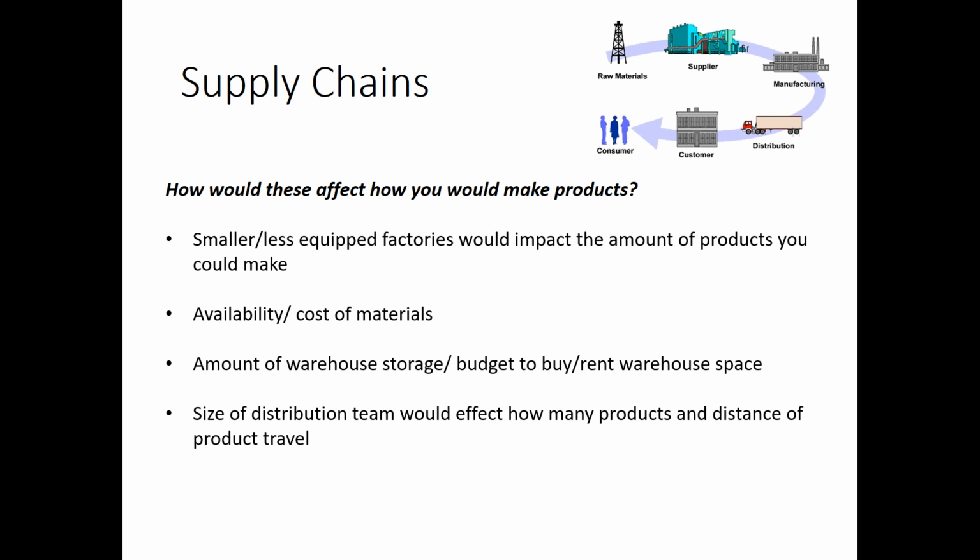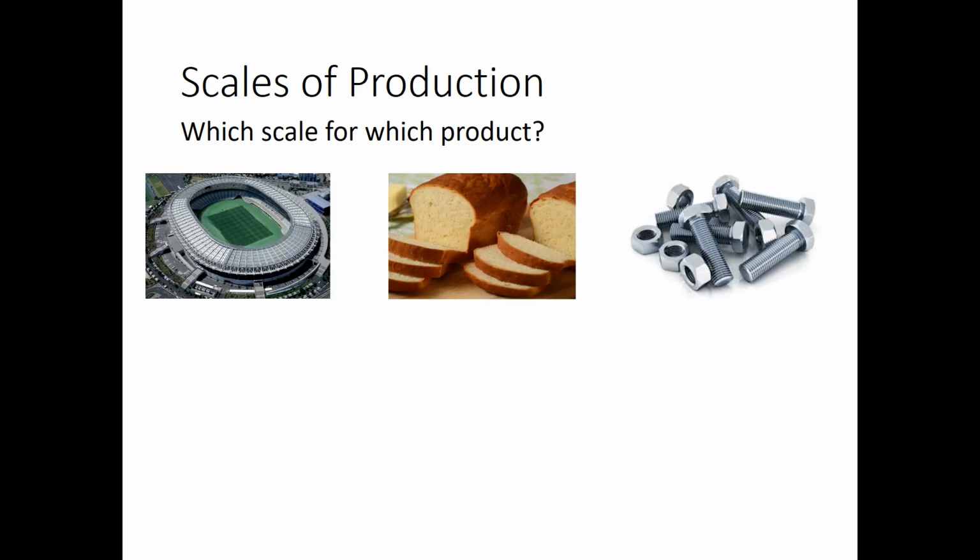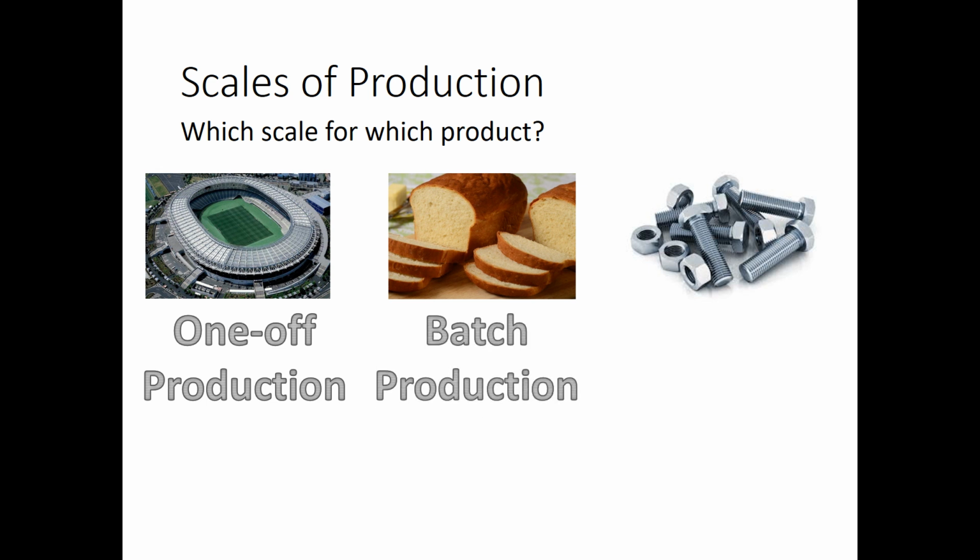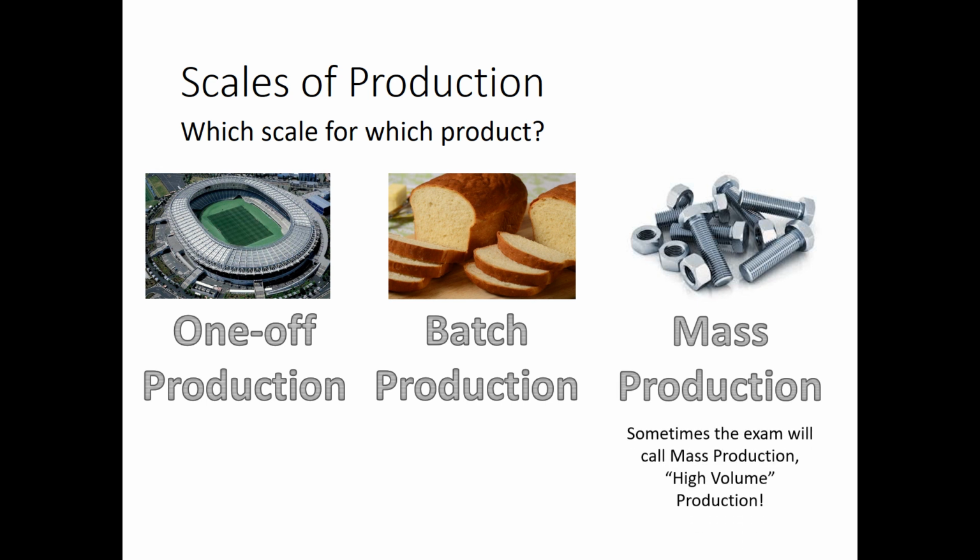We're going to look now at scales of production. So, which scale for which production? We've got the first one, this is one-off production. Basically things are made once. Batch production, things are made within a range of around about 10 to 100. Finally, mass production, making it in high mass volumes. Sometimes we call it high volume production.